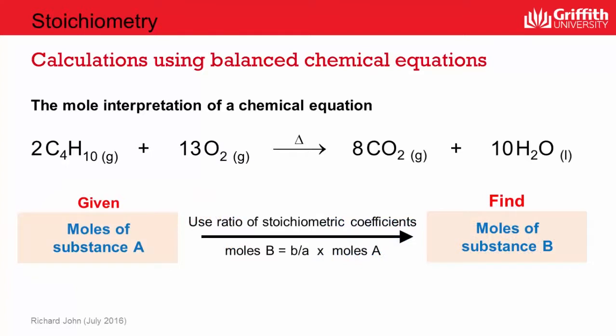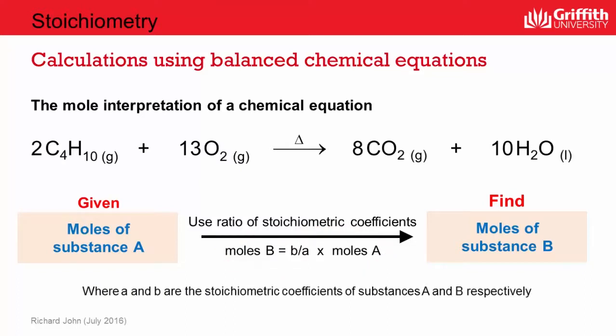So in general, if I am given the moles of substance A in a balanced chemical equation, I can find the moles of substance B simply by using the ratio of the stoichiometric coefficients. The moles of substance B will be equal to b on a times the moles of A, where lowercase a and lowercase b are the stoichiometric coefficients of substances A and B respectively. So it's probably best to look at an example.